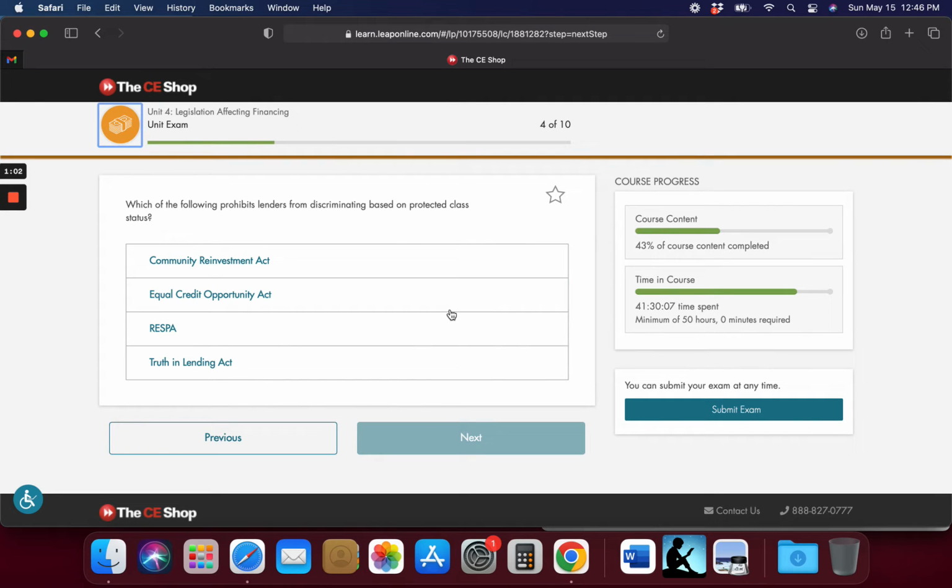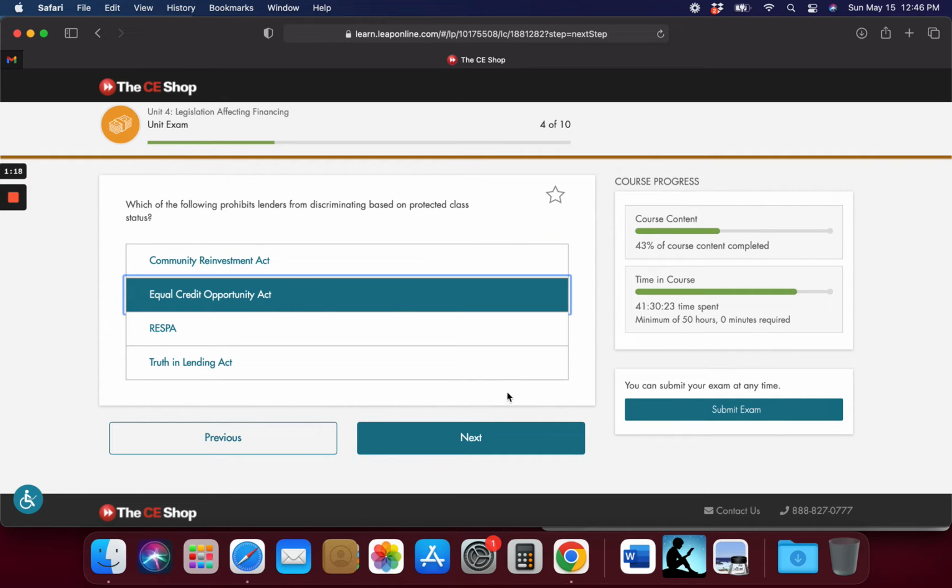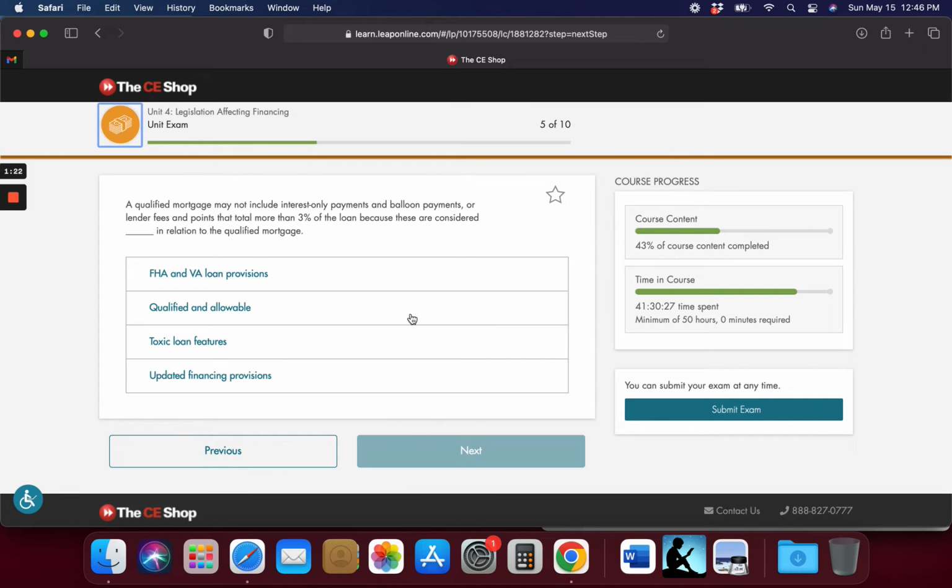The Truth in Lending Act requires lenders to make certain disclosures to consumers. Which of the following prohibits lenders from discriminating based on protected class status? Oh boy. I think it's this one. Or maybe this. That sounds more realistic. Equal opportunity.